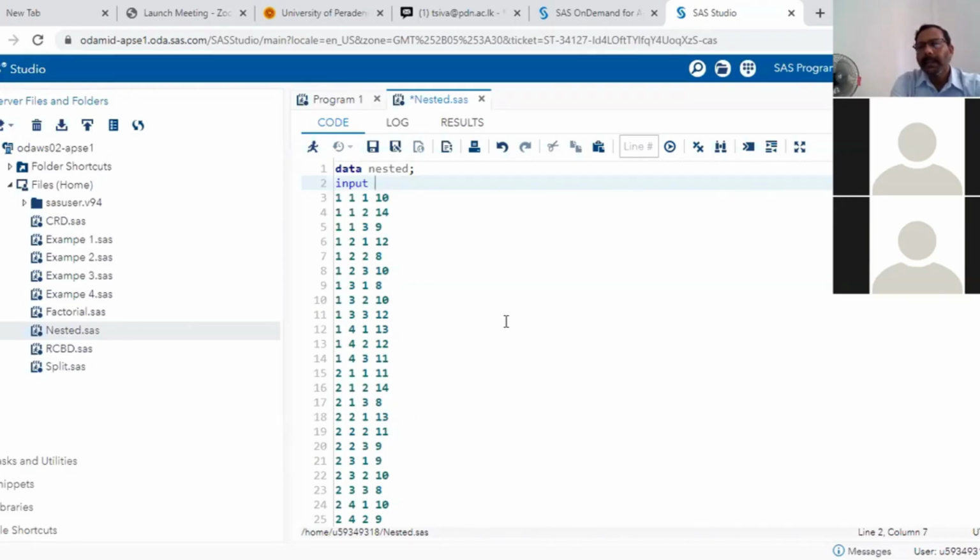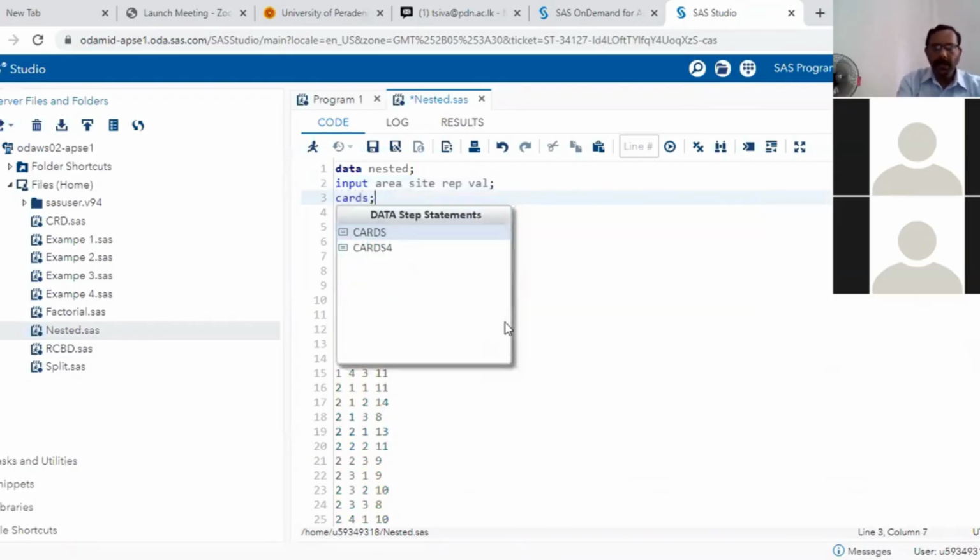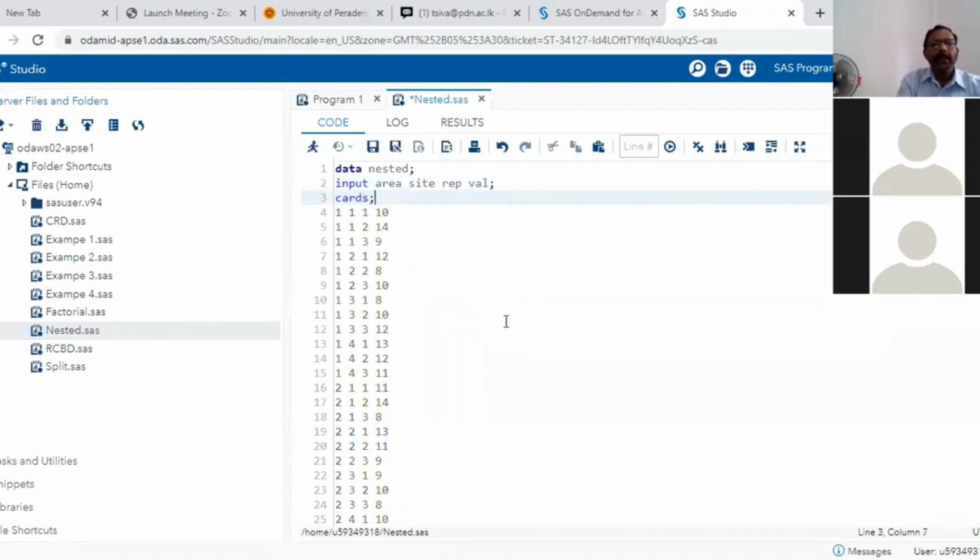Vaishnavi, what is the order? Area, yes. Site. Replicate, I'll put it as well. The last one, let's say it's a value. I will consider it as value. Area, site, replicate, and the value. Then we have the cards as usual. Then we have the data.